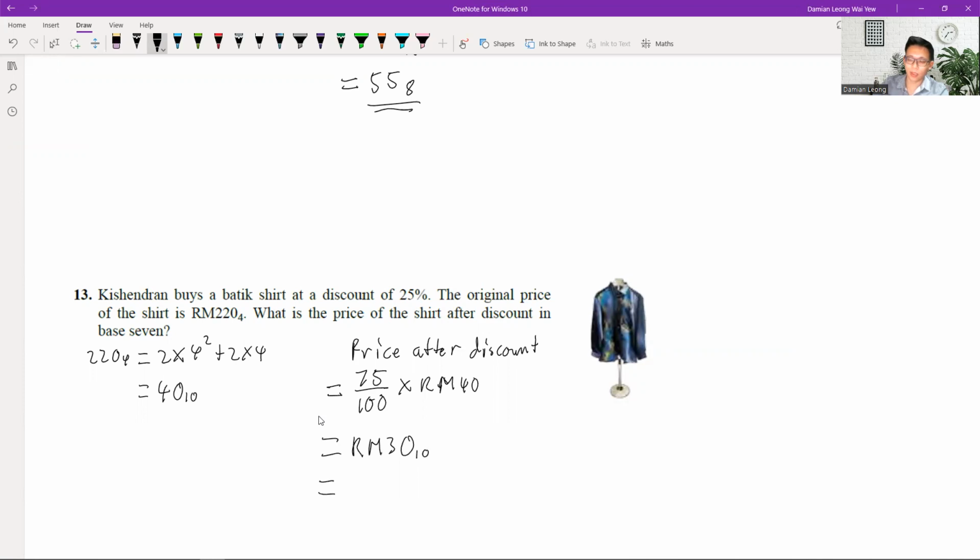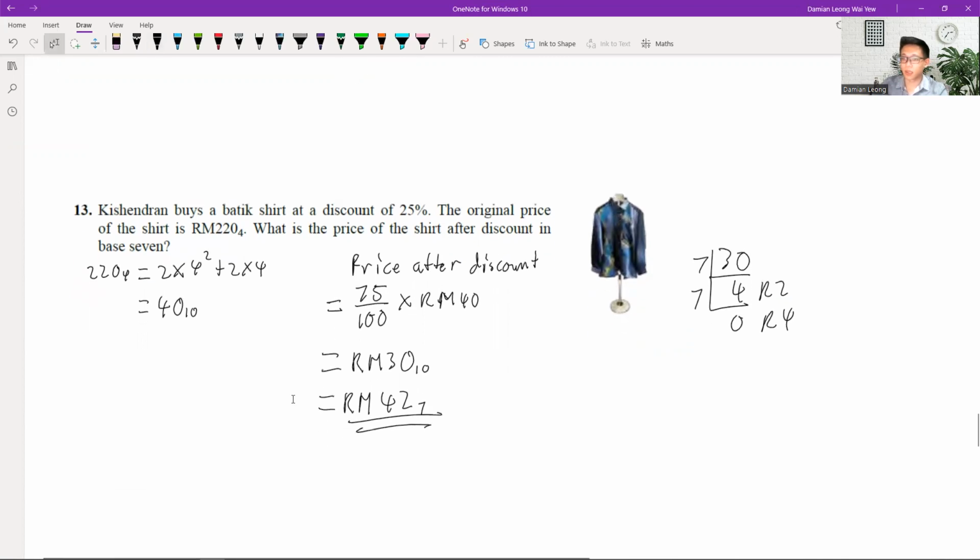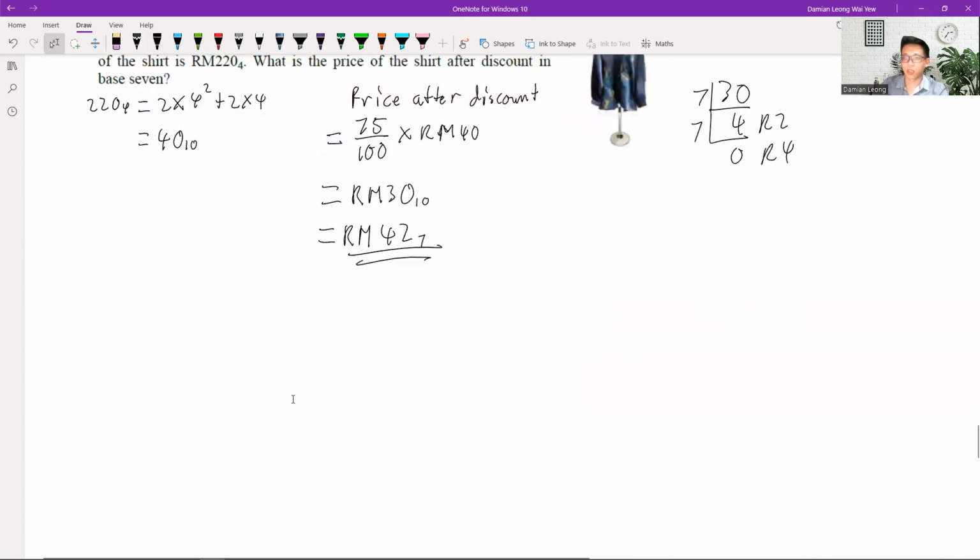What I want is base 7. So convert 30, change to base 7. 30 divided by 7 is 4, remainder 2. Divide by 7, 0, remainder 4. So 42 in base 7. That is for question 13 here.